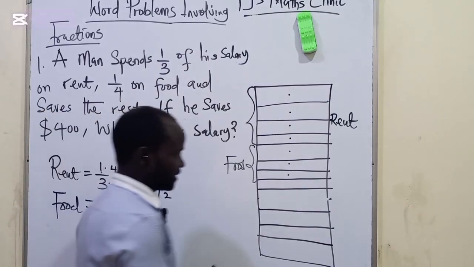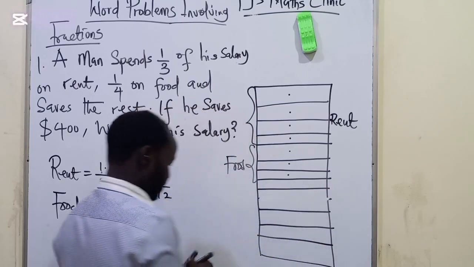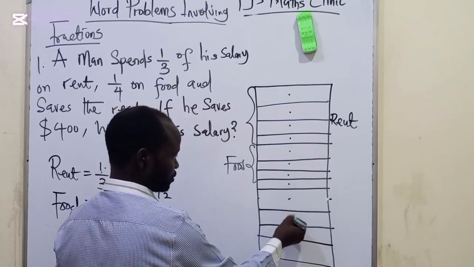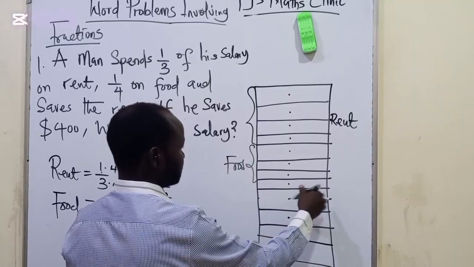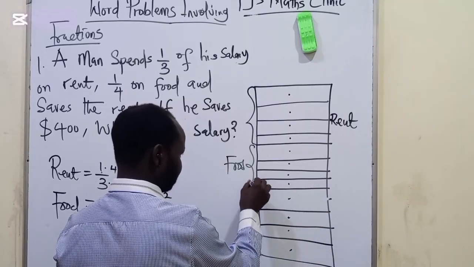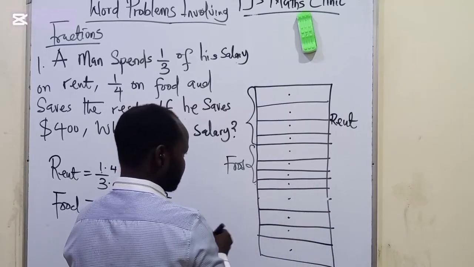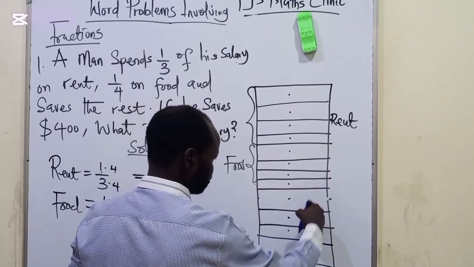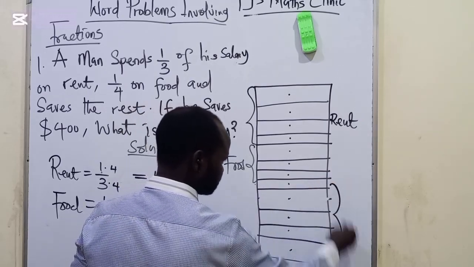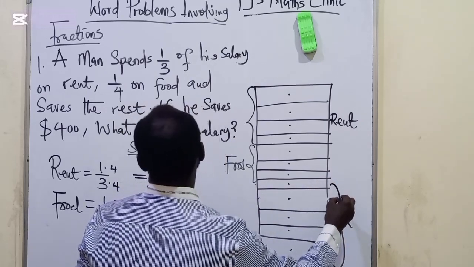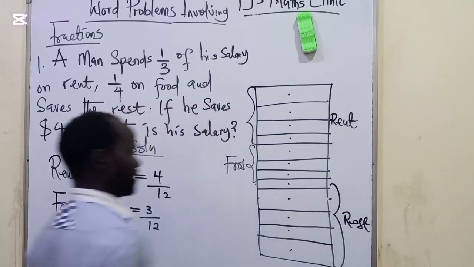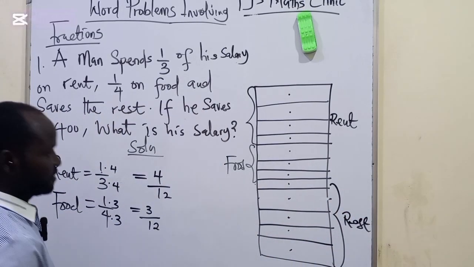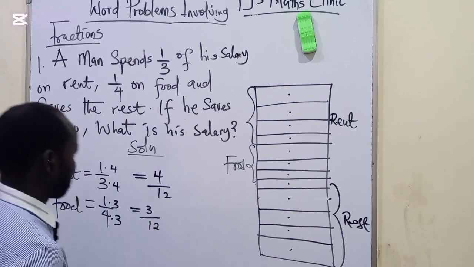So to find his salary now, we count the remaining. This is 1, 2, 3, 4, 5. So the rest now, the rest is 5. The rest here, 1, 2, 3, 4, 5. The rest is what? Is 5. And this 5 is out of 12.